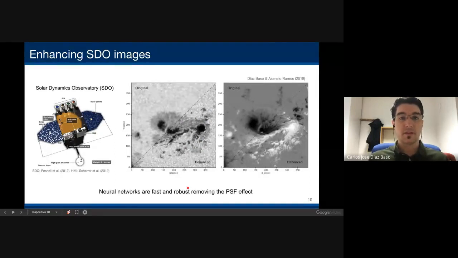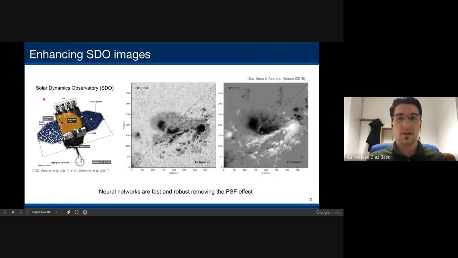An image corrected from the effect of the PSF can help us to detect and characterize small features on the surface of the Sun, or improve the estimation of the magnetic flux in magnetograms. So the Helioseismic and Magnetic Imager, HMI, on board the Solar Dynamics Observatory, provides this information with a cadence better than 1 image per minute.